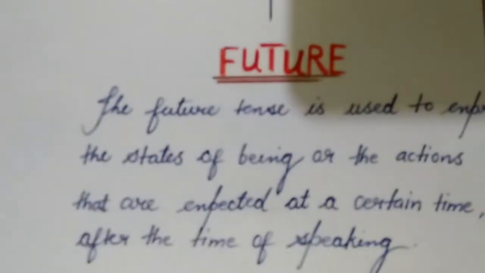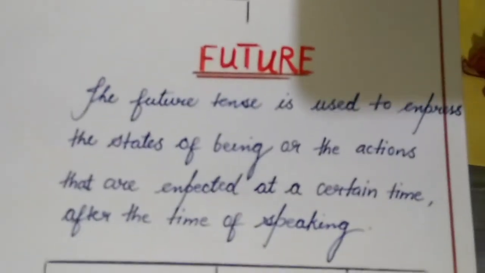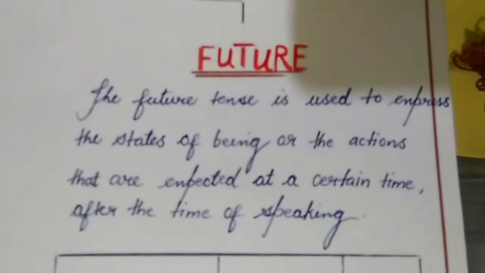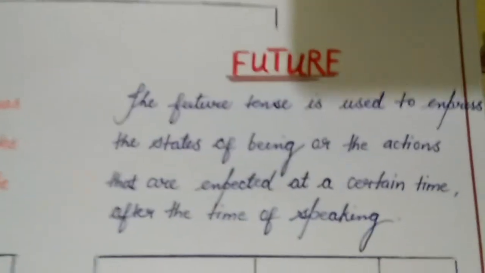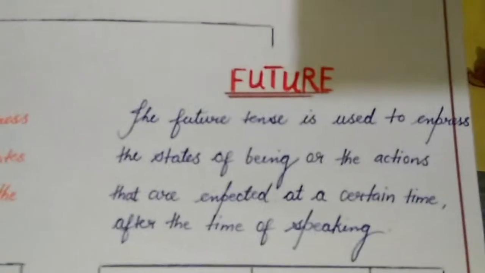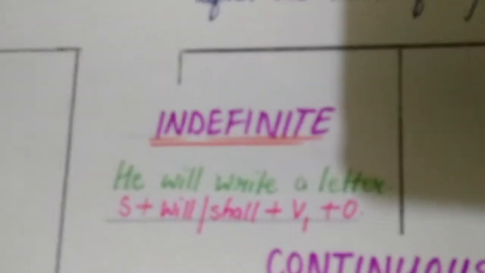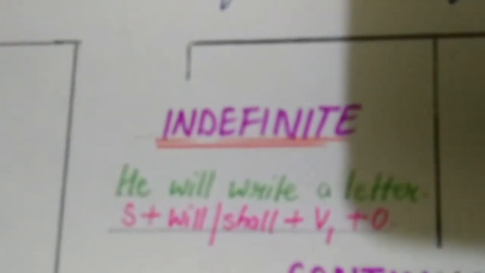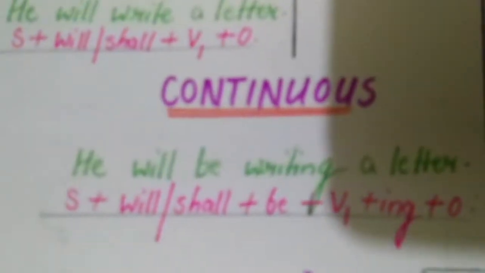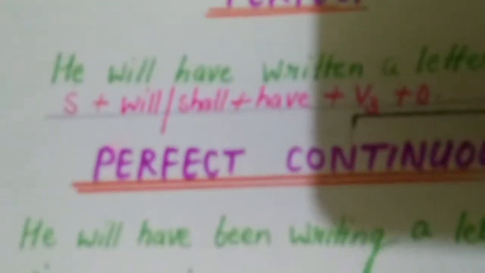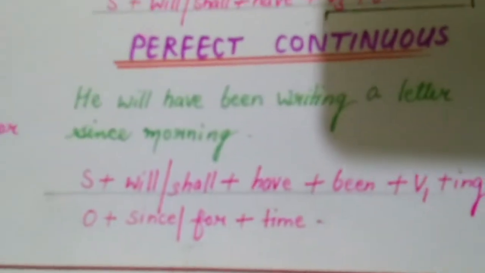When we reach to future, we came to know that action happens not before, not at the time, but it happens after the time of speaking. And it is also having 4 possible categorization: future indefinite, future continuous, future perfect, and finally future perfect continuous.